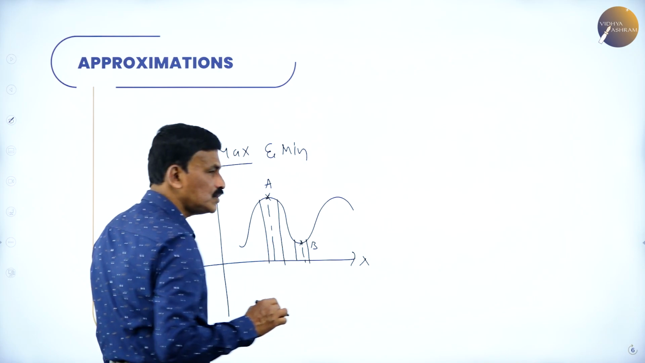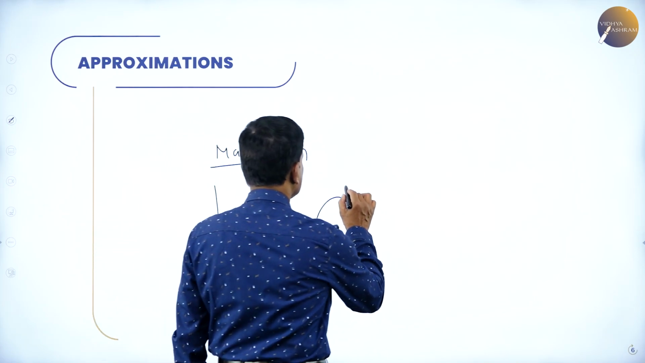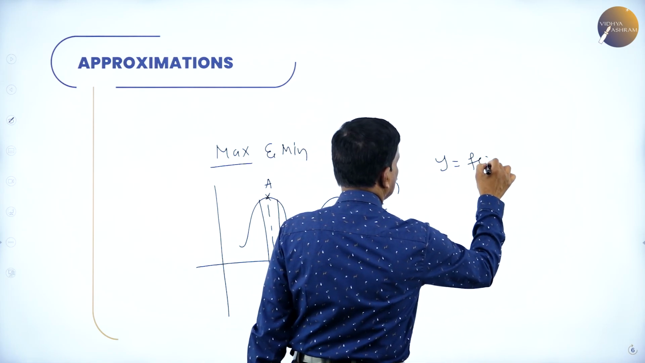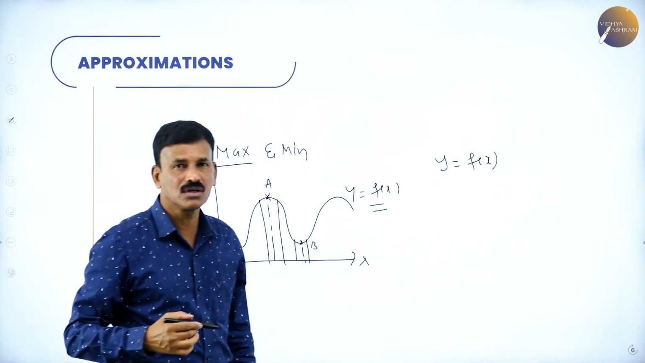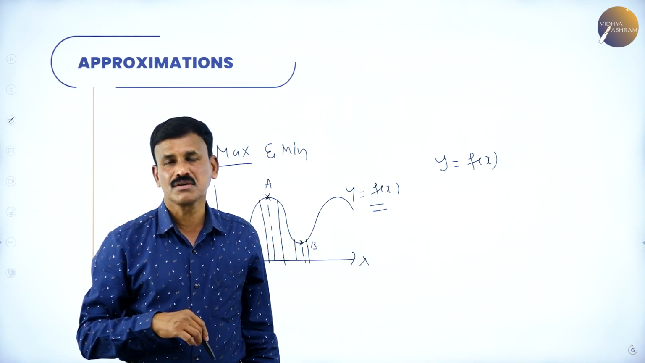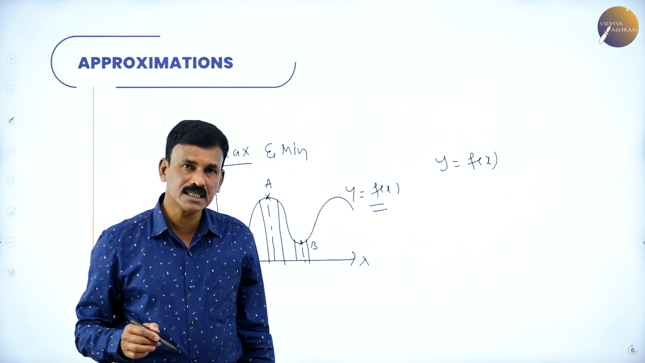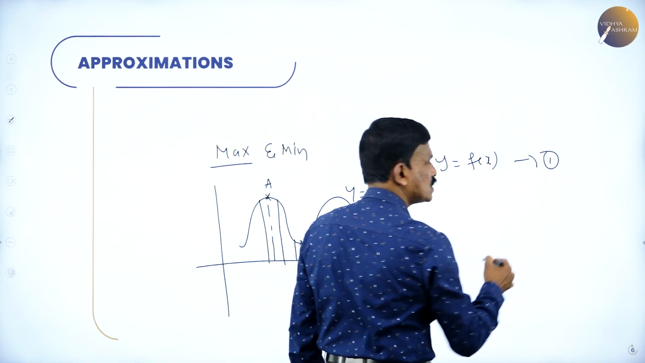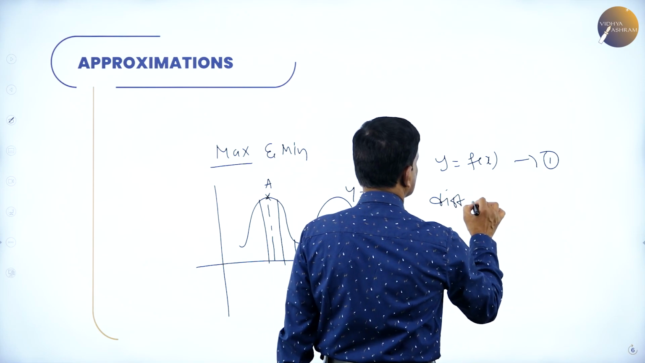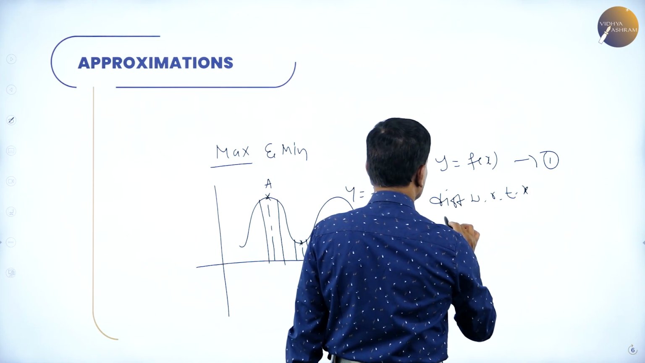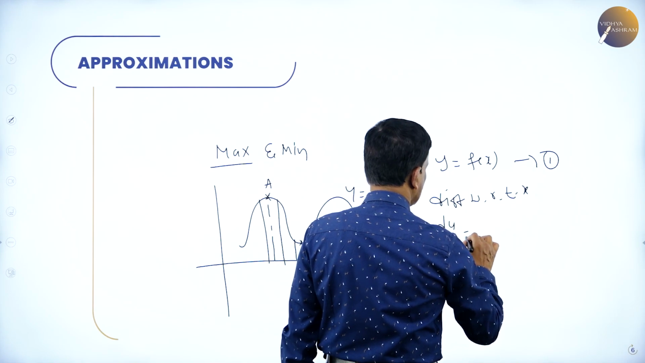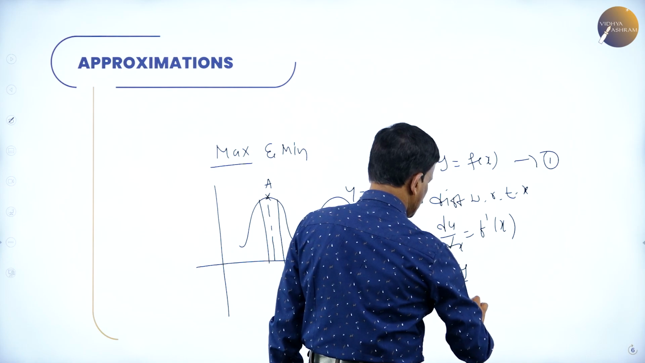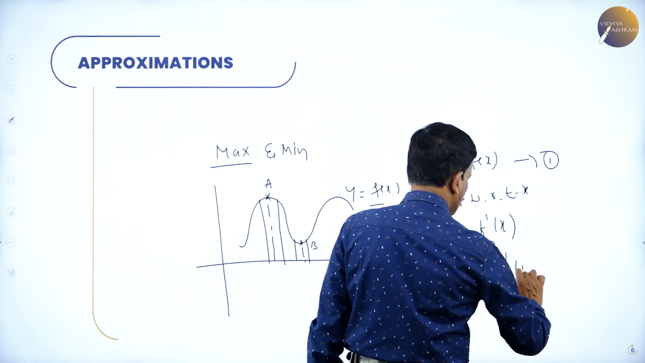Now for the function to be maxima or minima, suppose this is a function y is equal to f of x. For the function y is equal to f of x, to find the local maxima or local minima, we use the first derivative test or the second derivative test. So what is the procedure? If y is equal to f of x, let us represent this as equation number 1. Differentiating with respect to x, dy by dx is equal to f dash x. Differentiate again, d square y by dx square is equal to f double dash x.